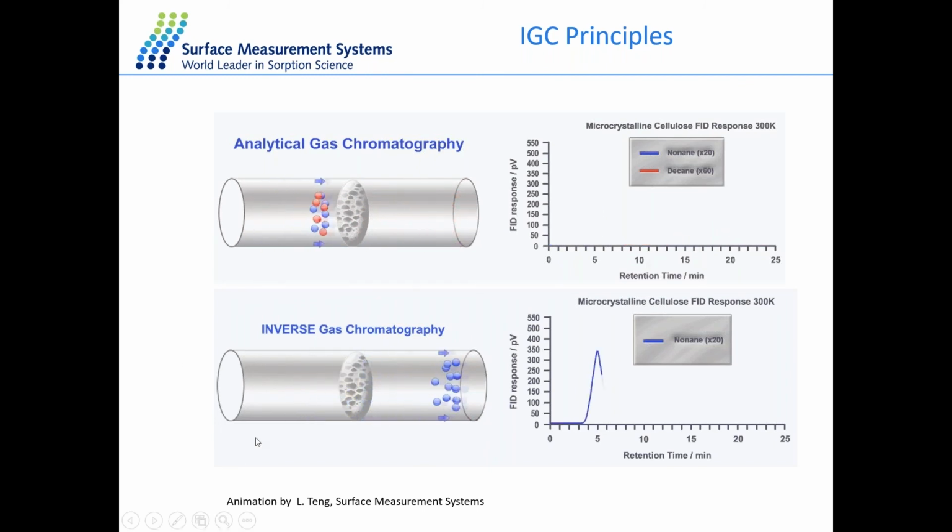In inverse gas chromatography, however, we actually pack the column with the sample of interest. In this case, we inject probe molecules individually. These are known probe molecules. For surface energy, we typically use a mixture of polar and non-polar molecules. We inject them into the column, and depending on the interaction between the probe molecules and your sample, we obtain different peaks based on different retention times, which we can then analyze.